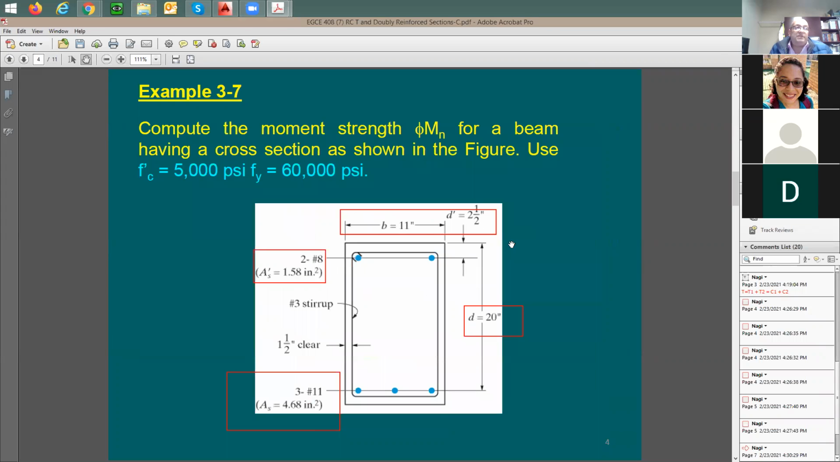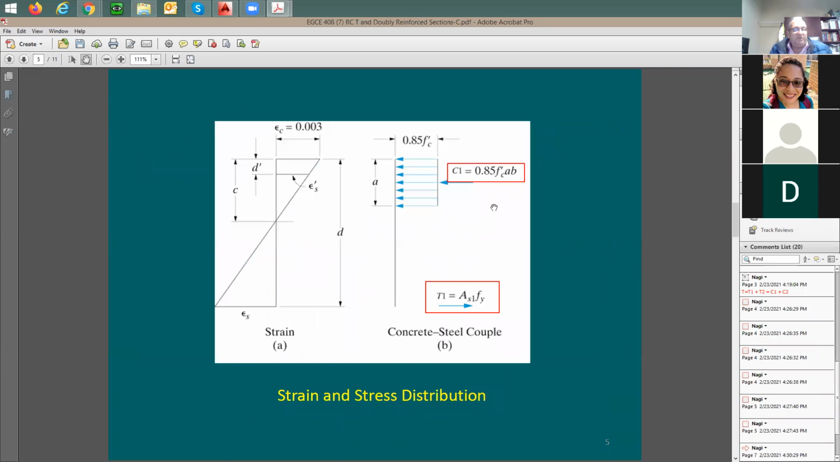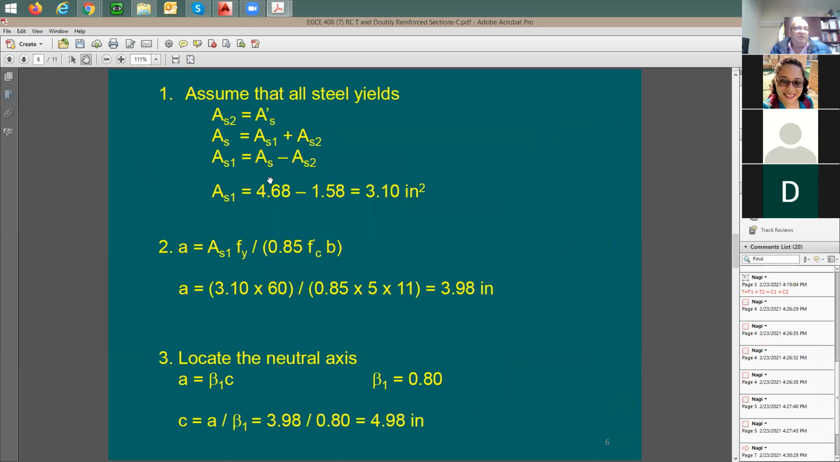So we're going through steps. The first step, I need to start with some assumption, right? So I said, let me assume that the strain in the steel, compression and tension, is going beyond the yield point. And therefore, let me assume here that the F in the steel is going to be equal to F sub Y.